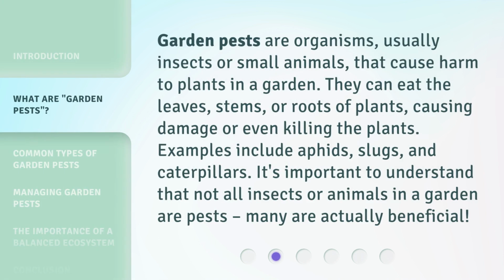Garden pests are organisms, usually insects or small animals, that cause harm to plants in a garden. They can eat the leaves, stems, or roots of plants, causing damage or even killing the plants. Examples include aphids, slugs, and caterpillars. It's important to understand that not all insects or animals in a garden are pests. Many are actually beneficial.